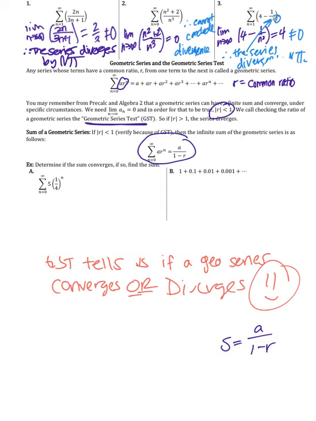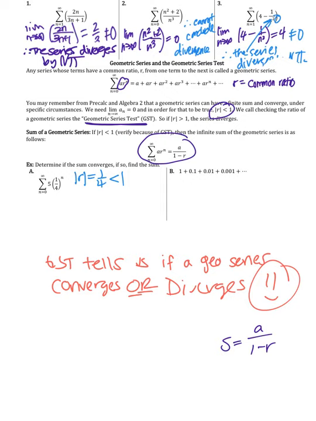So let's go ahead and look at some example problems. Example A, so it says determine if the sum converges, if so, find the sum. And example A says the series from n equals 0 to infinity of 5 times 1/4 to the power of n. So I need to identify the ratio. The absolute value of the ratio is 1/4.